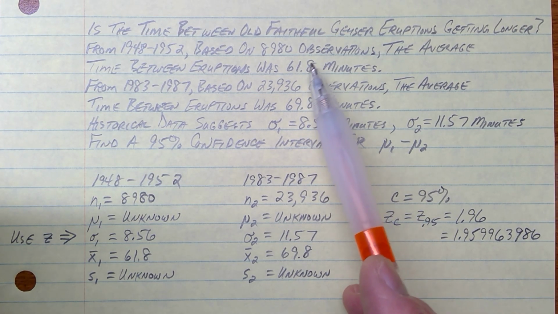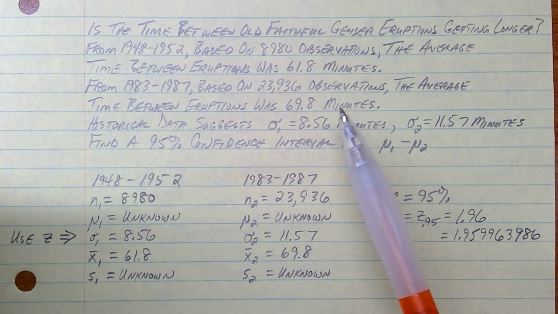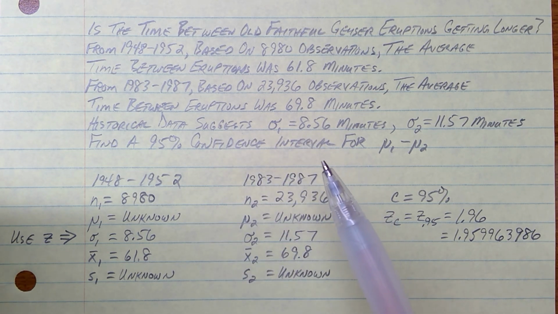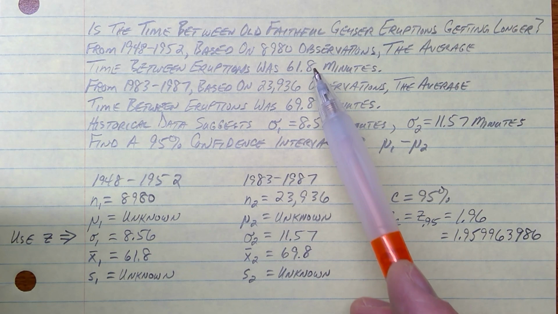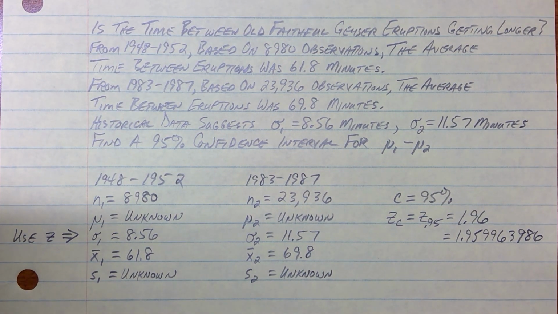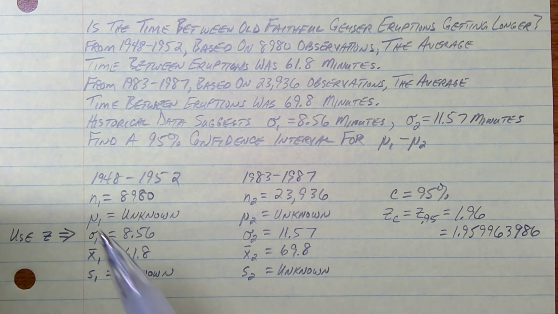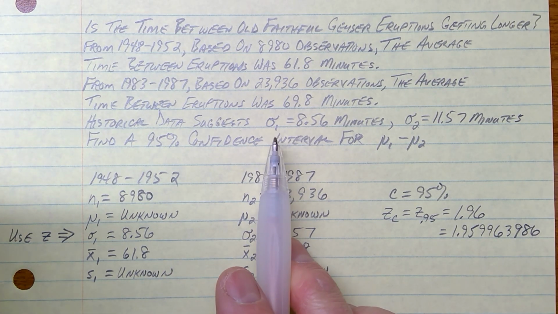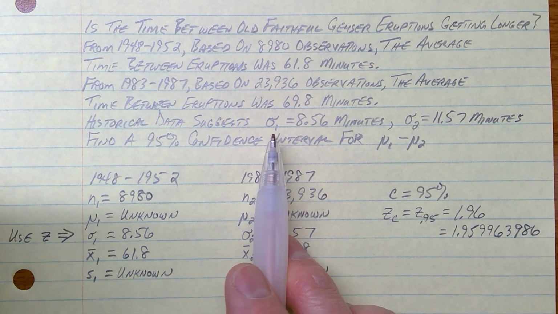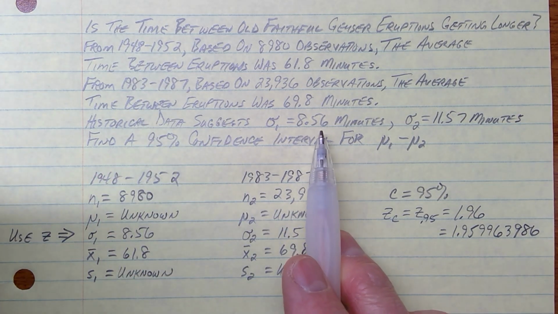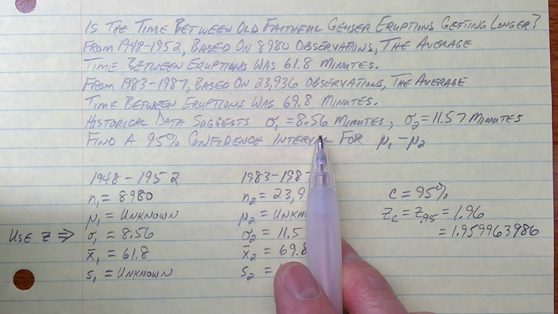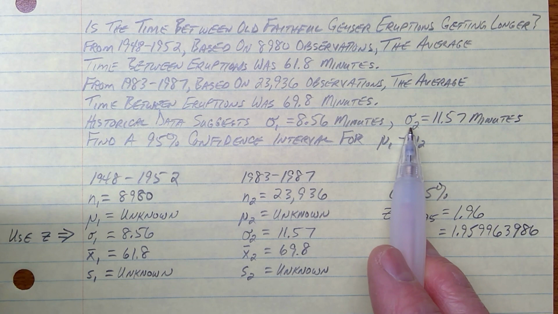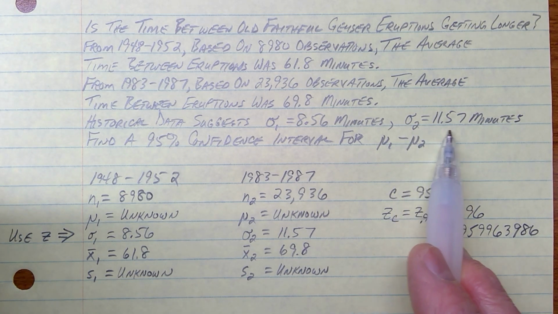Those might be close enough together that nobody's going to worry about it. If they're significantly different, then the scientists start to worry and wonder if something's going on, because the time periods are so significantly different. So let's work this out and see if they are significantly different. Historical data suggests, meaning it is known, that sigma 1, the population standard deviation for group 1, the older time period, was 8.56 minutes between eruptions. And for group 2, the more recent time period, 83 to 87, the standard deviation is known to be 11.57 minutes.